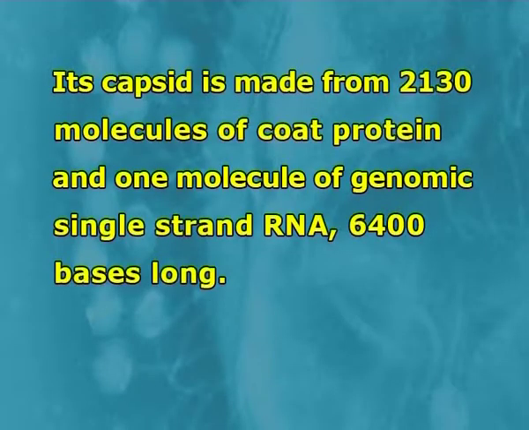Tobacco mosaic virus has a rod-like appearance. Its capsid is made from 2130 molecules of coat protein and 1 molecule of genome single-stranded RNA 6400 bases long. The coat protein self-assembles into the rod-like helical structure around the RNA, which forms a hairpin loop structure.